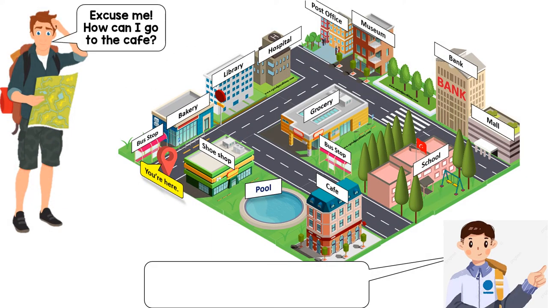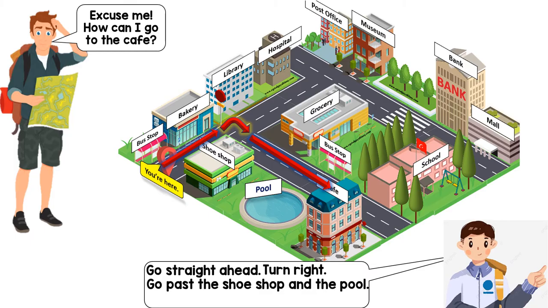Excuse me, how can I go to the cafe? Go straight ahead. Turn right. Go past the shoe shop and the pool. It is on your right.